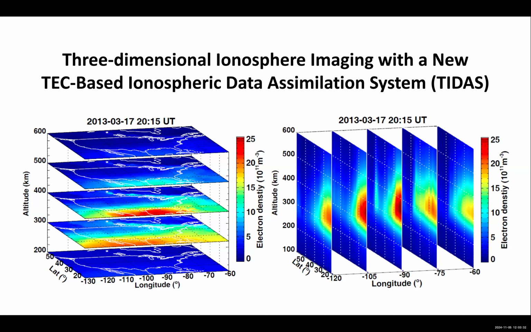Thank you very much. So we know the ionosphere is a highly dynamic region, a very complicated region that undergoes not only considerable climatology changes, but also significant weather disturbances under the influence of solar, geomagnetic, and meteorological influences. So accurately imaging and modeling the ionosphere has always been a challenging task to the space weather community. And today, I'm going to talk about three-dimensional ionospheric imaging with a new TEC-based ionospheric data assimilation system, also known as TIDAS.